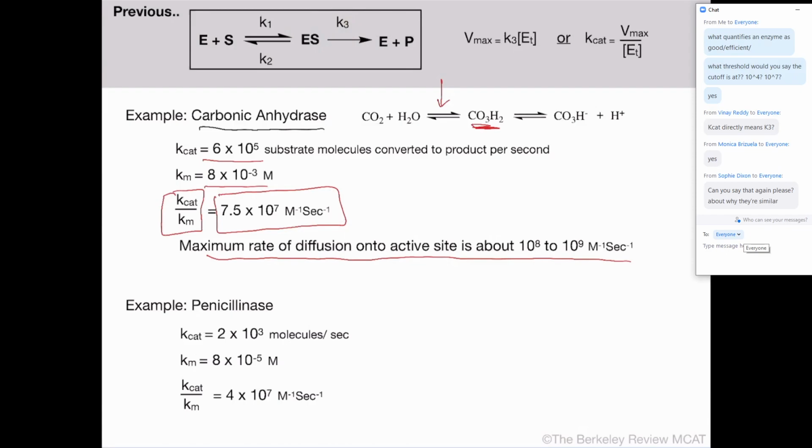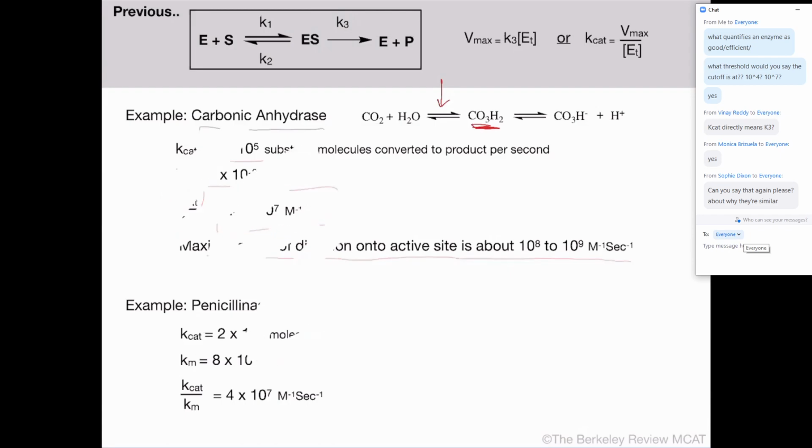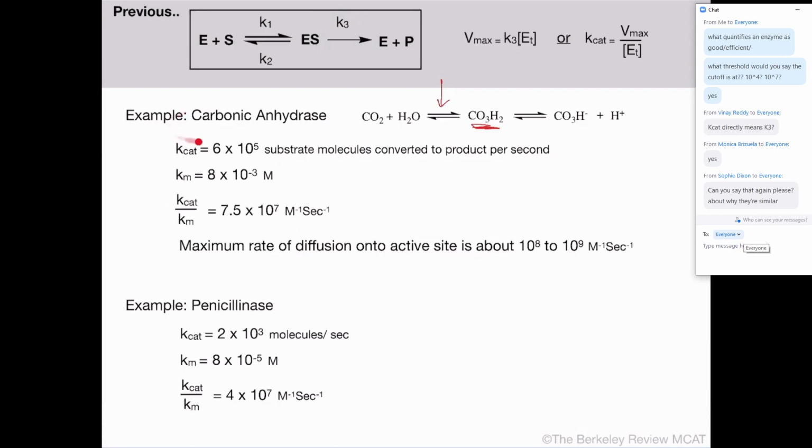So he says, can you say that again, please, about why they're similar? Okay. Yes, I can. So there's 2 enzymes here, right? Carbonic anhydrase and penicillinase. And you've done your experiment and you've gotten that this has the Kcat, right? Remember, Kcat is just k3 of this number. And you have penicillinase and it has a Kcat of this number.